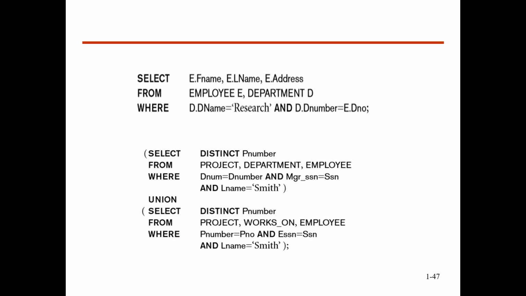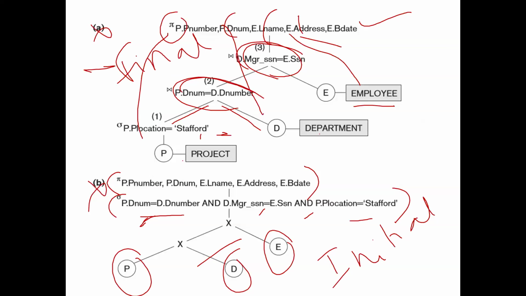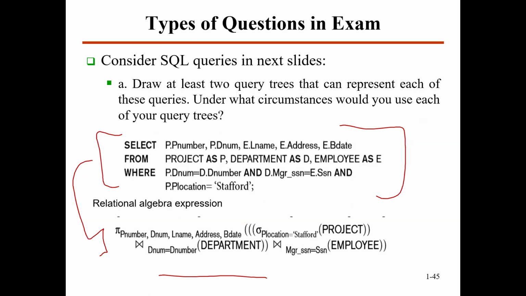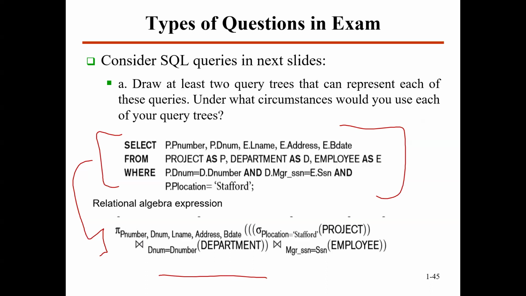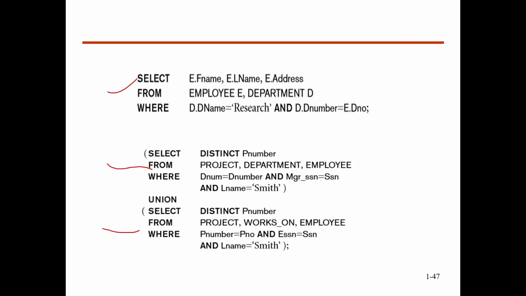Here, select F name, last name. This is another example. We have a select query, so we have represented it by using the union. E name is your last address. This example is showing that the given SQL can be written in another way by using union.